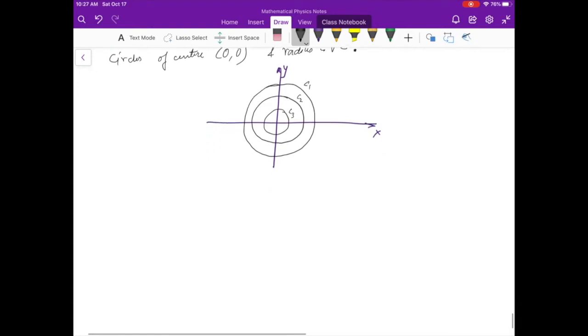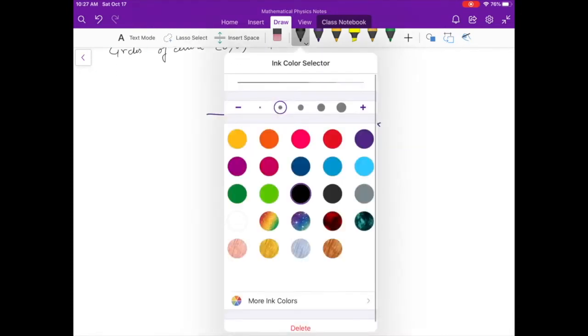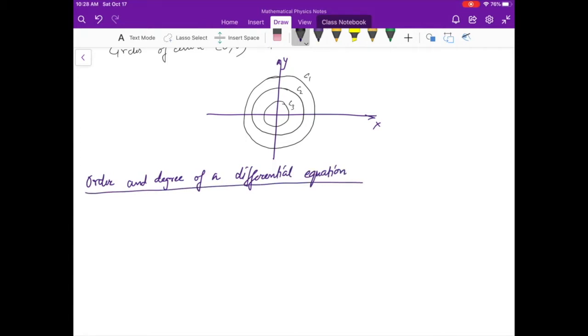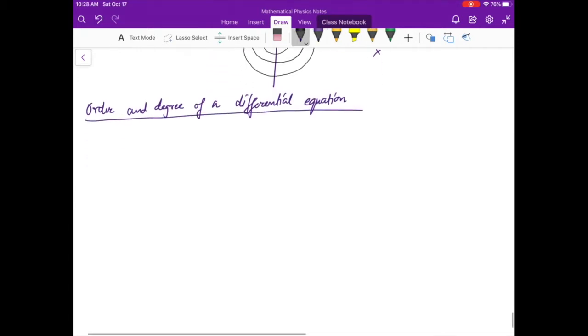So this is one aspect of the differential equation, that it helps to predict a family of curves. Once we are done with this, I would suggest you take a break at this point and go through what we have done so far before we proceed on to the order and degree of a differential equation, which is a fundamental concept, because order and degree really dictate how you're going to approach the problem and what your solution strategy is.